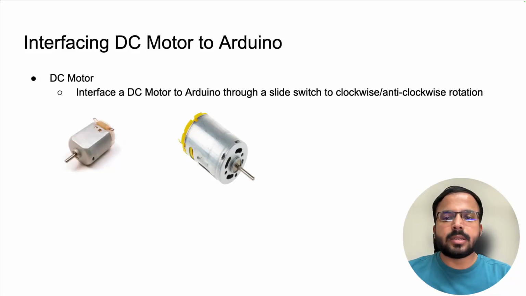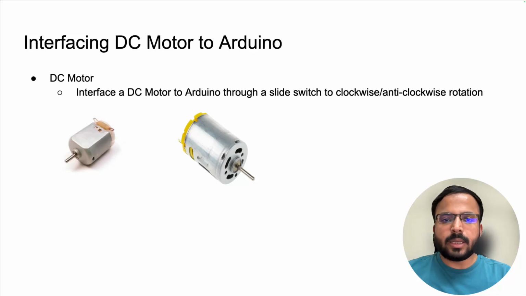In last sessions, we have interfaced many peripherals including LEDs, switches, buzzers, LCDs, keypads, and saw how we could connect the diagrams, or the circuits, in Tinkercad and write the codes for it. In today's session, we will cover interfacing a DC motor to Arduino through a switch. We will take a slide switch which we had seen while interfacing LEDs to Arduino.